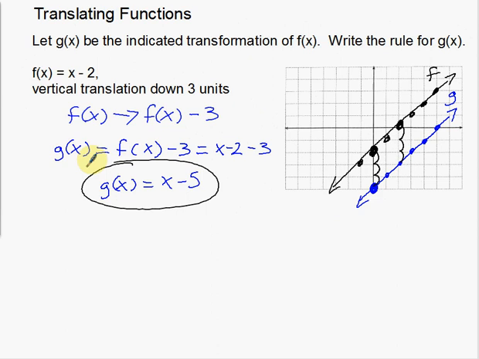Okay, that's just a couple of examples of translating different functions. The first one was translating left, and this one is translating down.